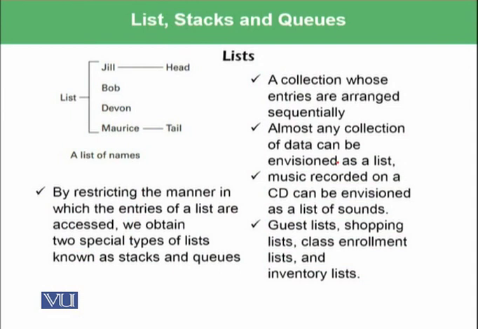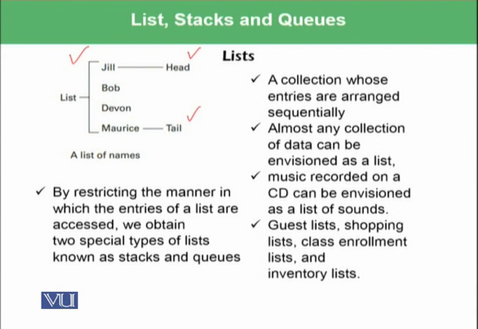For example, here we have displayed a list, and this list contains different names, and these names have a start which is denoted by head and the last entry as tail. So almost any collection of data can be envisioned as a list. For example, music recorded on a CD can be envisioned as a list of sounds.